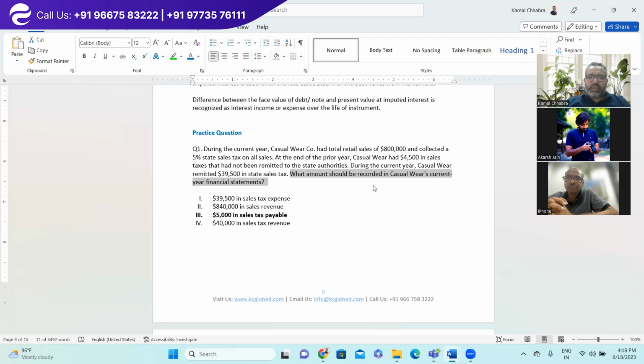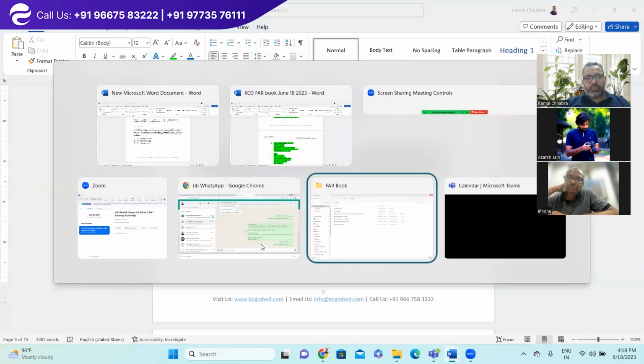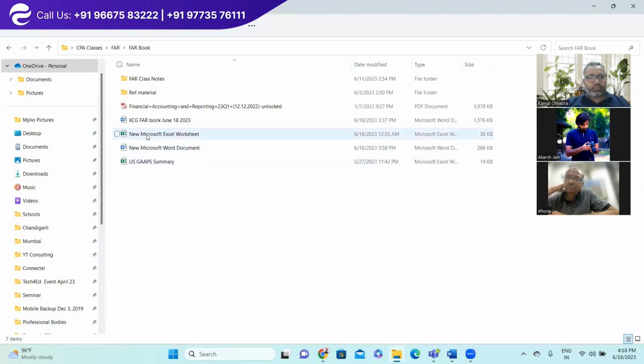First, during the year, the company had total retail sales of 800,000 and collected 5% state sales tax. So what is 5% of 800,000? 40,000.